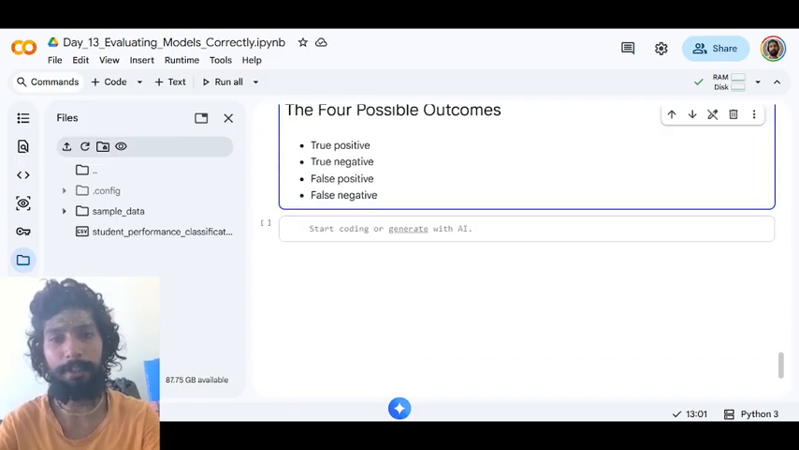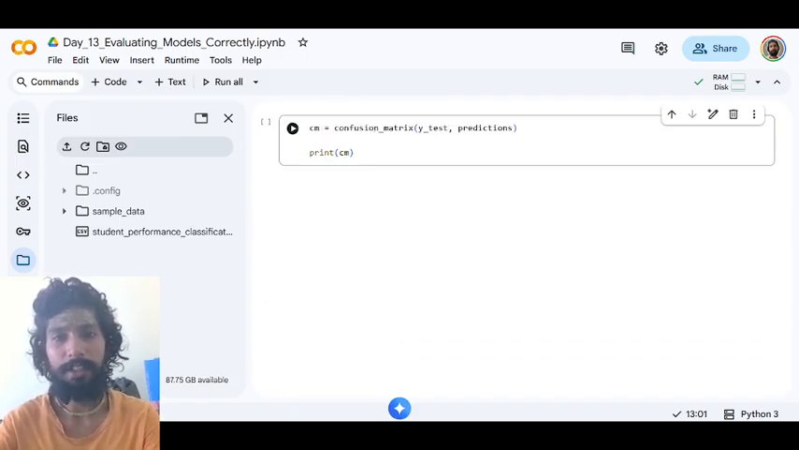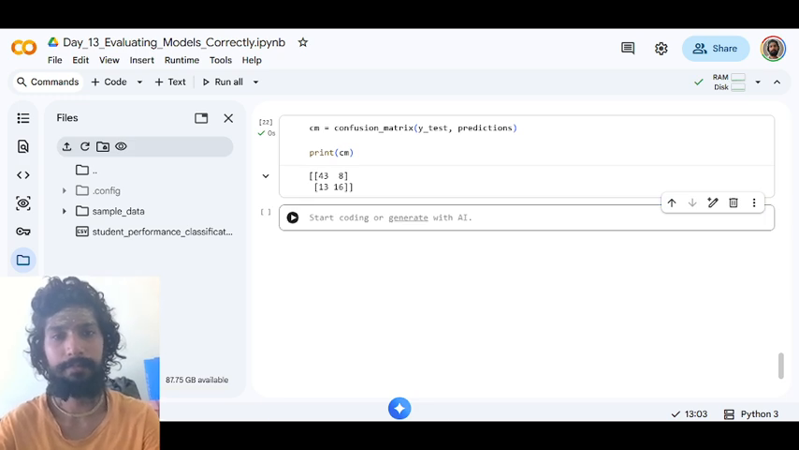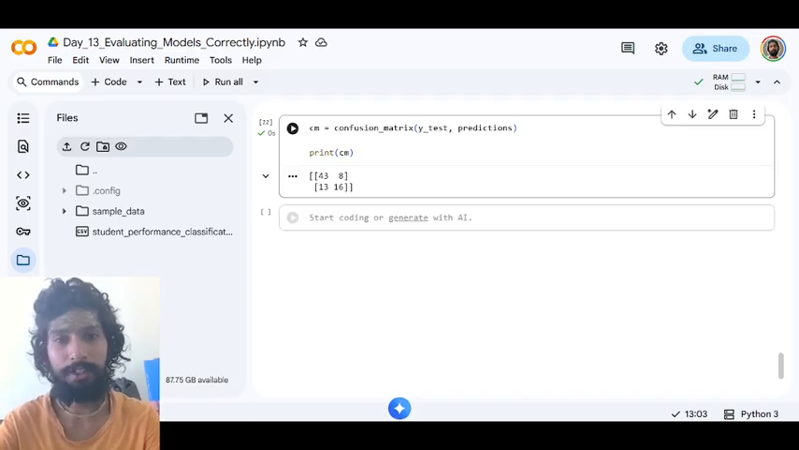So let us print the confusion matrix. Before running the cell, predict the shape of the output. Because we have two classes, the output should be a 2 by 2 matrix. Run the cell. The matrix follows this structure: true negatives, false positives, false negatives, then true positives. So true negatives is on the left top and false positives on the right top. False negatives on the left bottom, true positives on the right bottom. This is the false positive and this is the false negative.